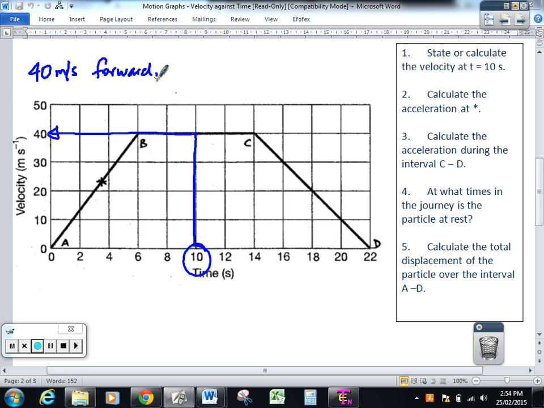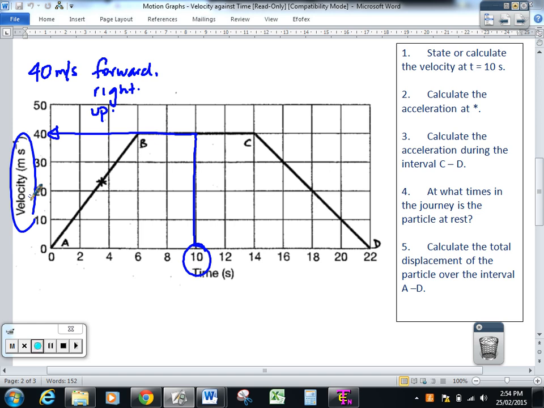Other words that we could use for forward would be to the right. If this was a vertical and horizontal motion, vertical motion could be up, outward, inward, and all those other words as well. You have to just read the question to work out what it's referring to. Okay, it could also be travelling north.